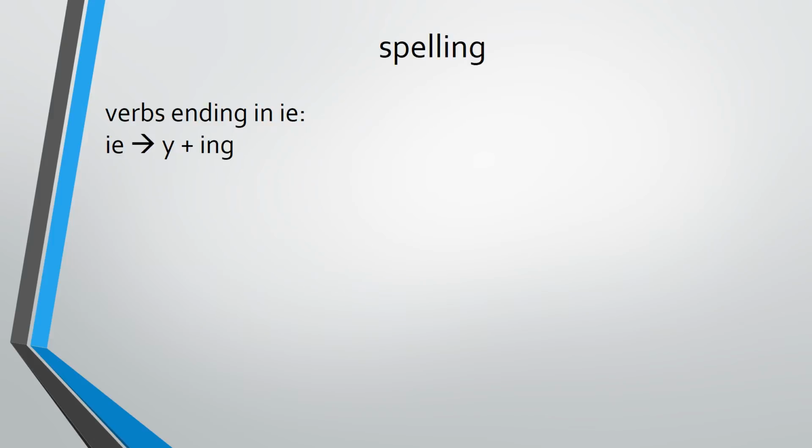Another rule you need to remember concerning the present continuous is about verbs that end in ie. What do we do then? We leave out the ie and change it into a y, and then we add ing. Now there aren't a lot of verbs that end in ie, but you still need to know this rule. For example, the verb to die, it ends in ie, so we change that ie into a y and we add ing. And to lie becomes lying with a y and then an ing.